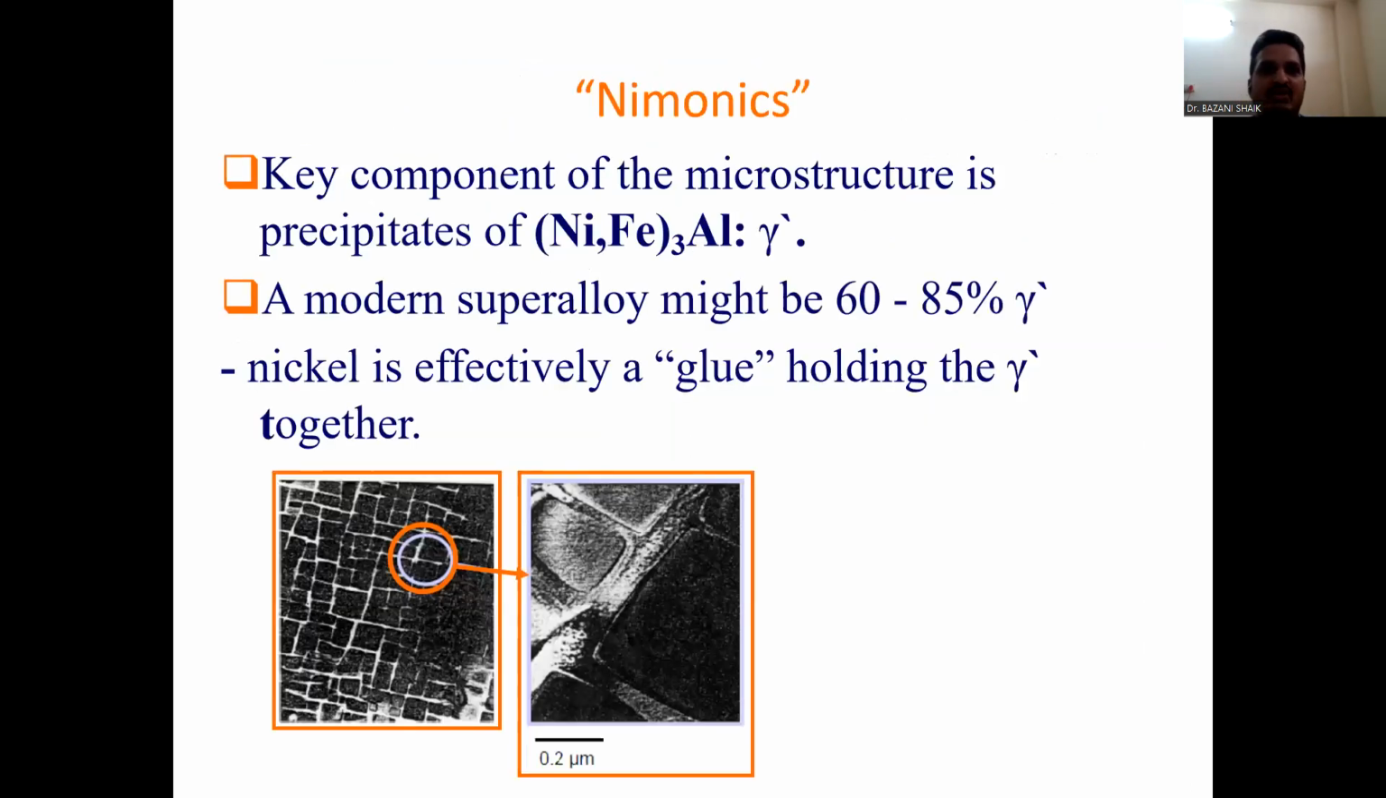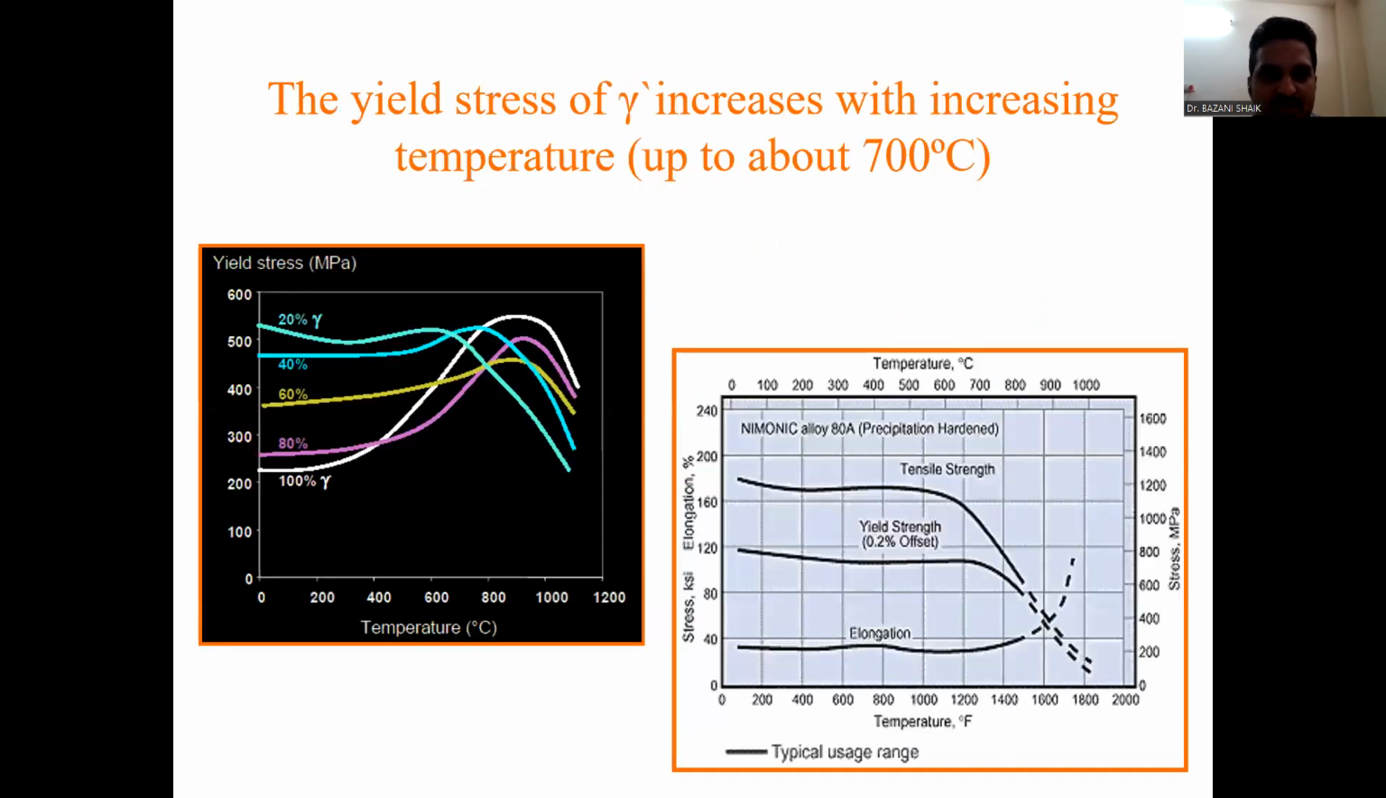And coming to gamma prime, what is this component, how will it be helpful, and what are its conditions? Gamma prime is the key component of the microstructure of nickel, iron, or aluminum superalloys. In a modern superalloy it might be 60 to 85%. Nickel is effective as a flow holding together. It shows the structures at 0.2 micrometers. These are the images and structures.